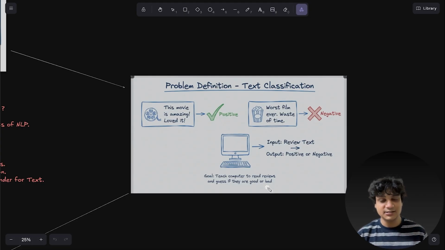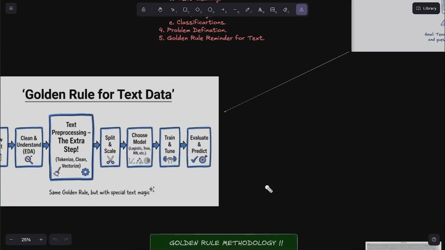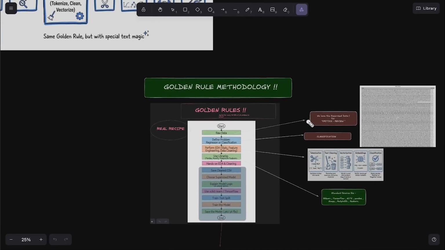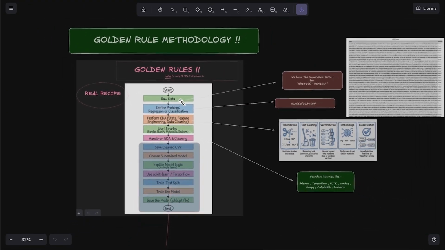So I will be teaching these things to the entire review written in the English language, right? So again, what is our golden rule, guys? Our golden rule is going to be the same. This recipe is going to be the same. So this is our raw data. Okay, this is our raw data.